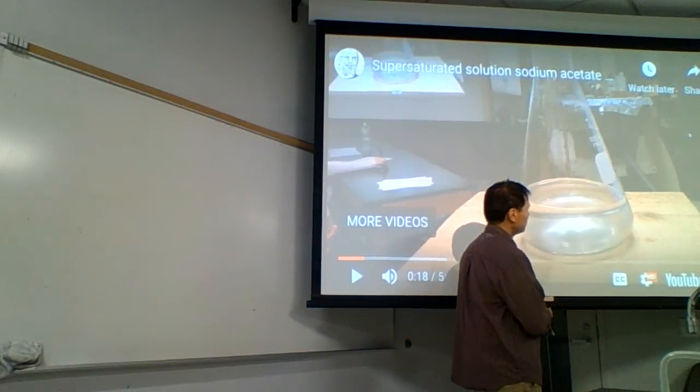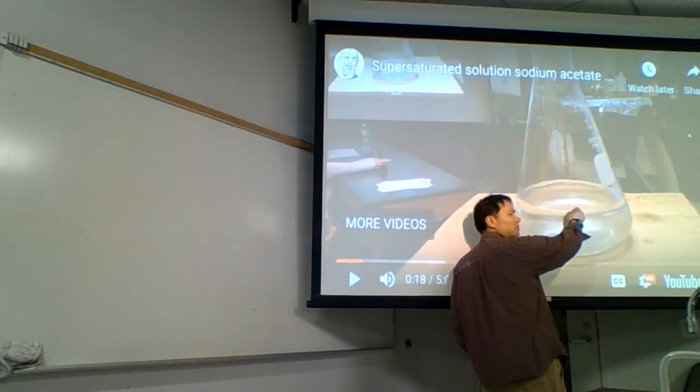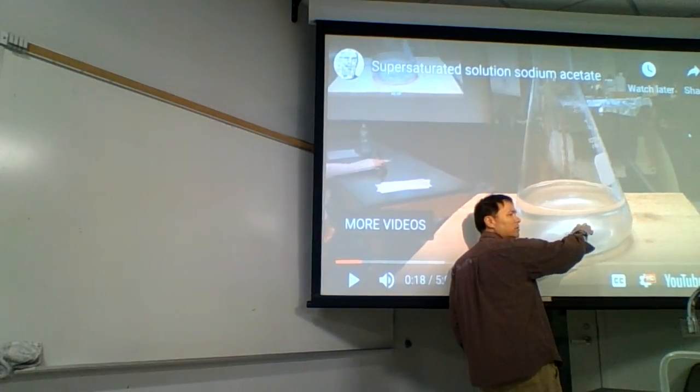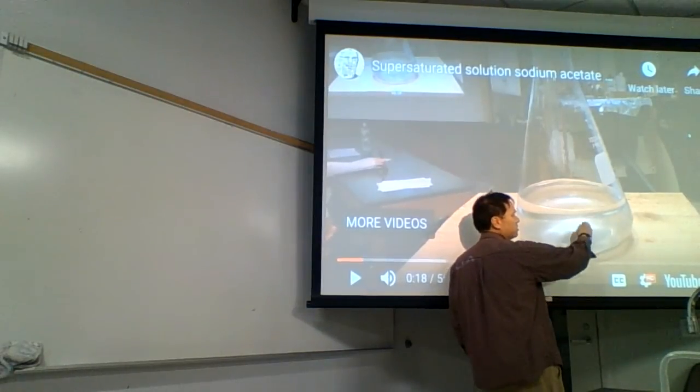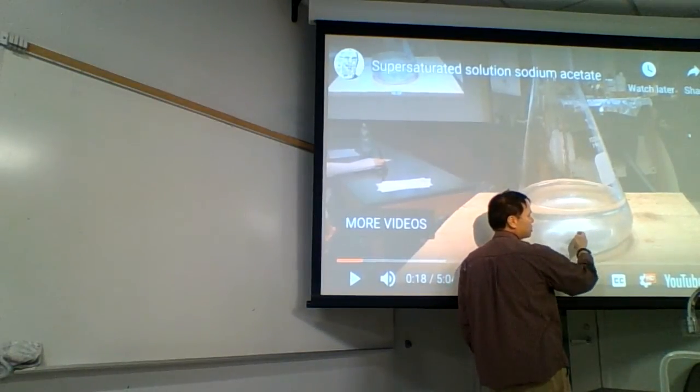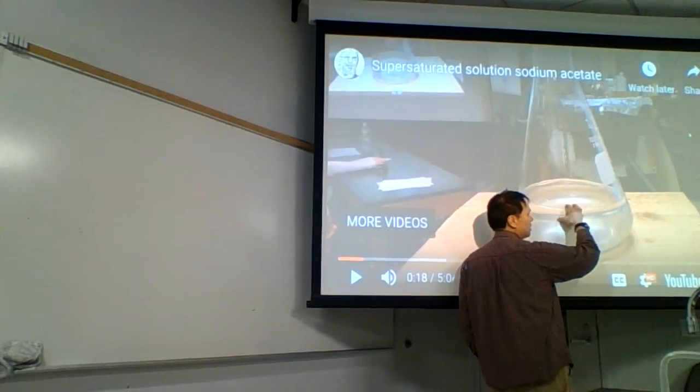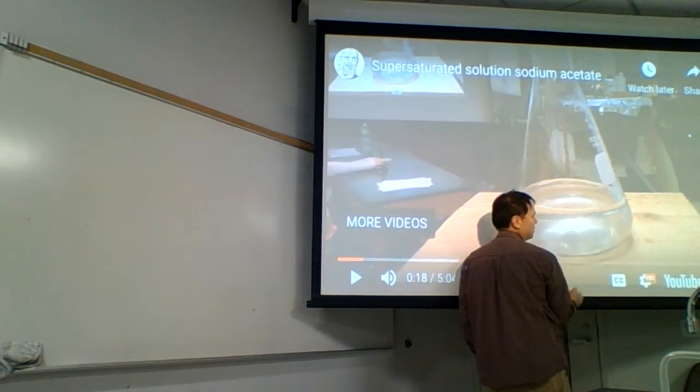There are different ways you can help it nucleate little baby crystals. One is you could drop something called a seed crystal in there. A seed crystal gives a template for crystallization. Another way is if there are scratches, or if there's dust in here, that could help seed crystals.